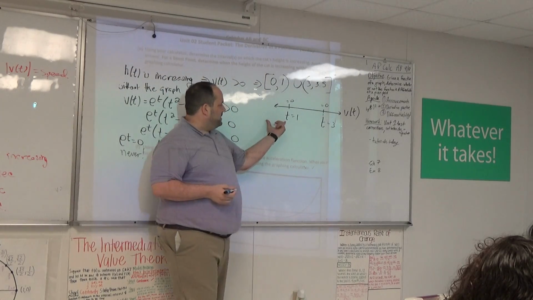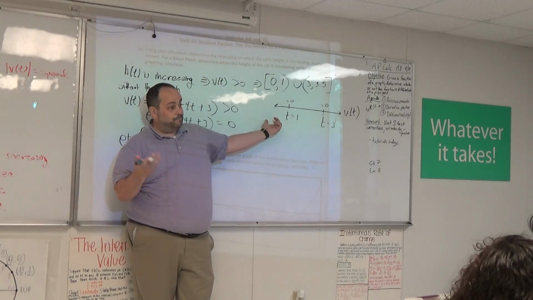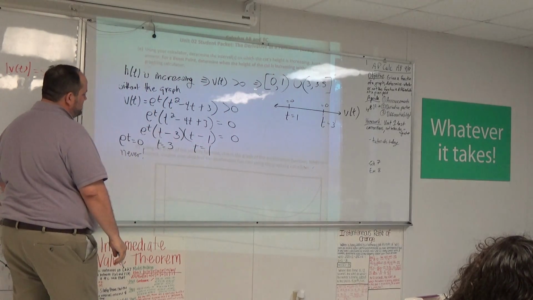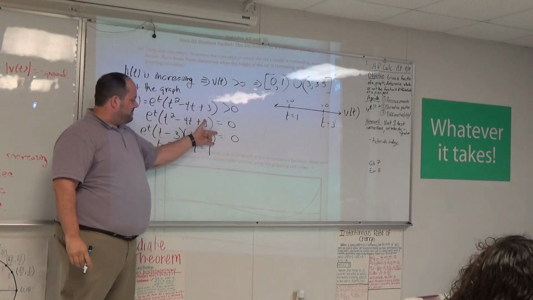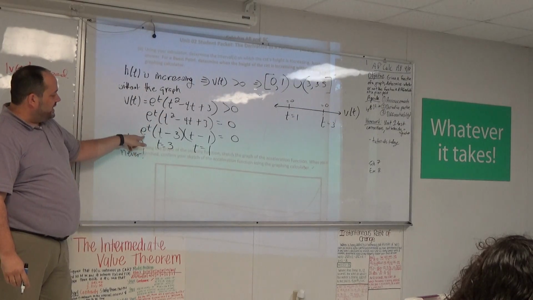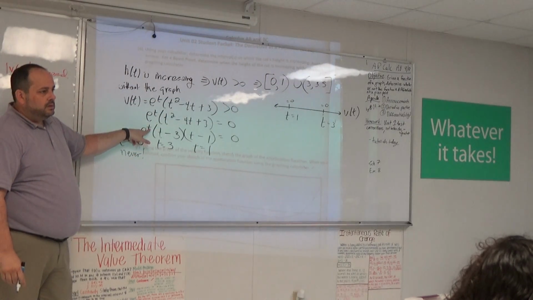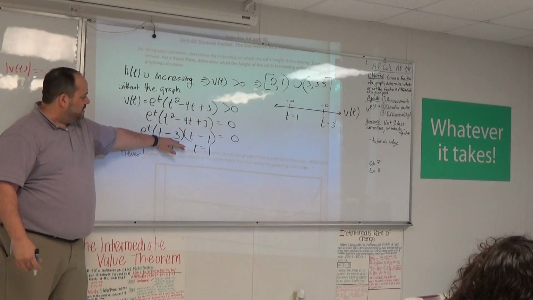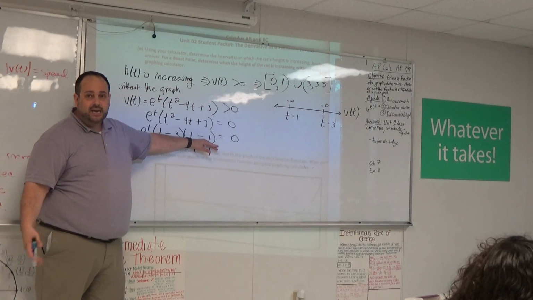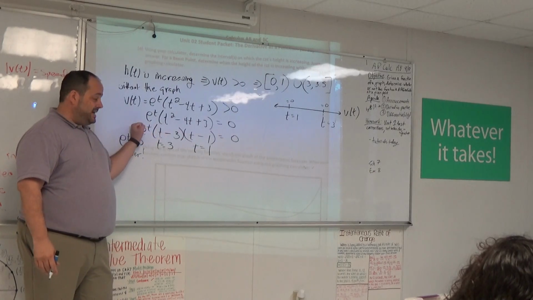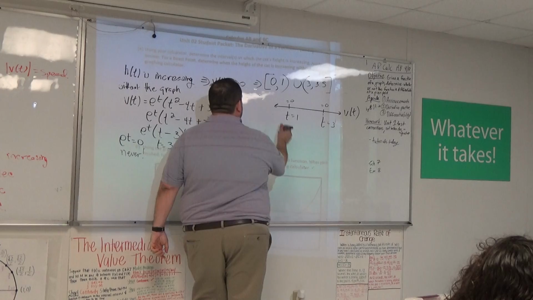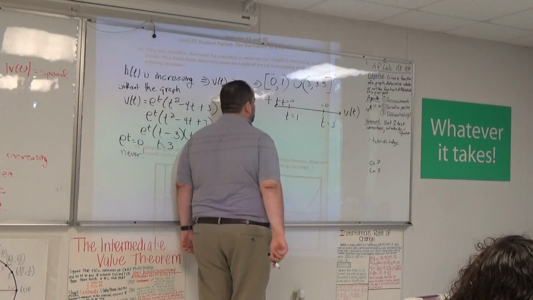So for example, I pick something to the left of 1, like 0. Pick something easy. Plug in 0. Evaluate the factored form at 0. E to the 0 is 1. 0 minus 3, negative 3. 0 minus 1, negative 1. 1 times negative 3 times negative 1. Positive. All I care about is the sign.